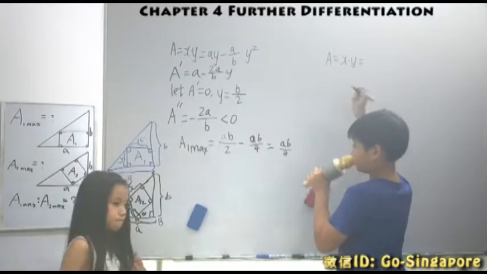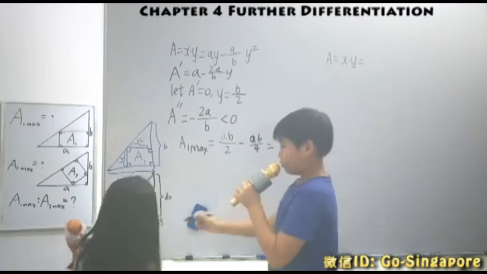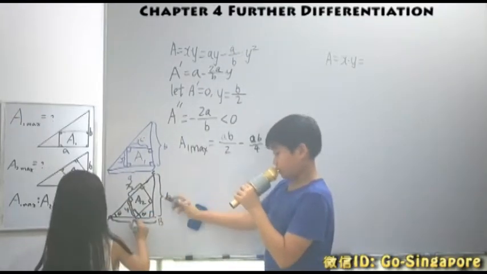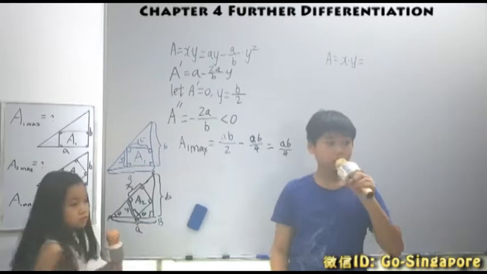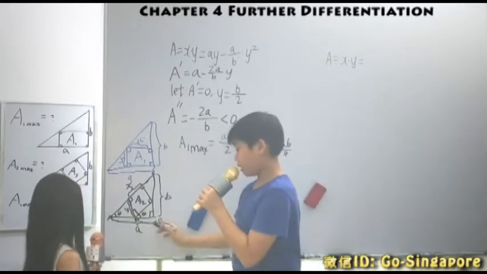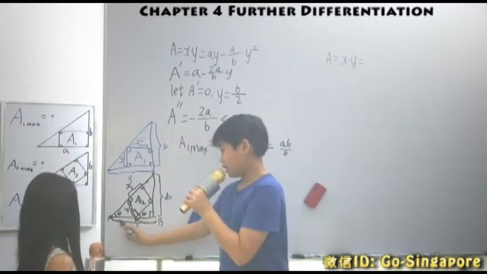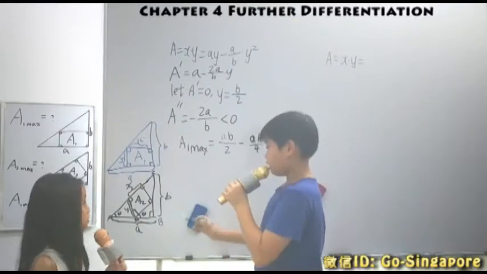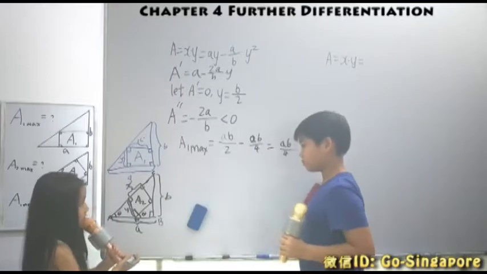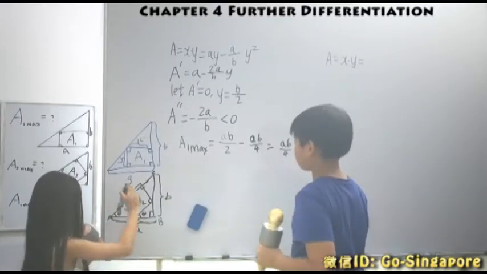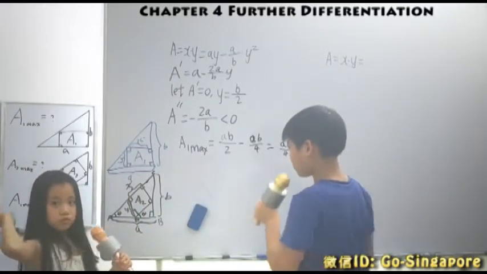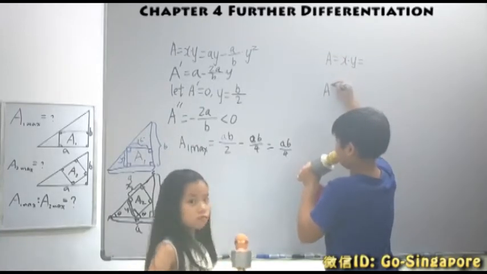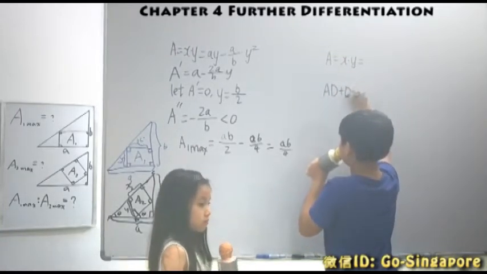So for this, which way do you want to go? Yes, if you want to go this way, A is AD plus DB, right? Yes. Then you first find the answer of AD plus DB. Okay, so here I'll write AD plus DB.